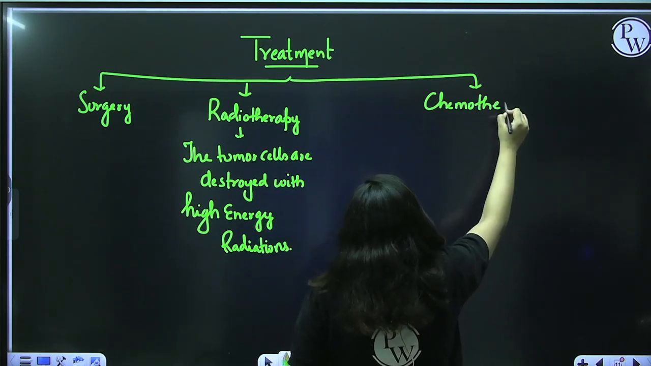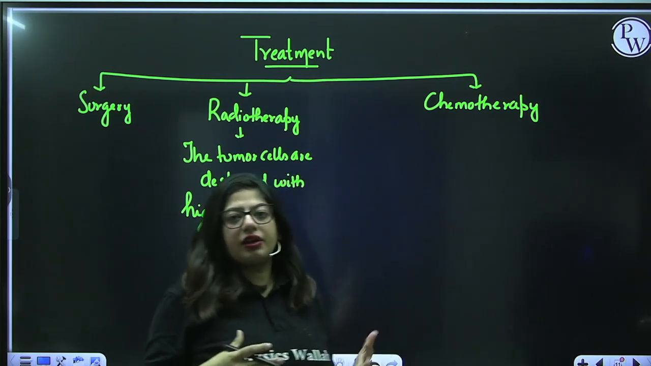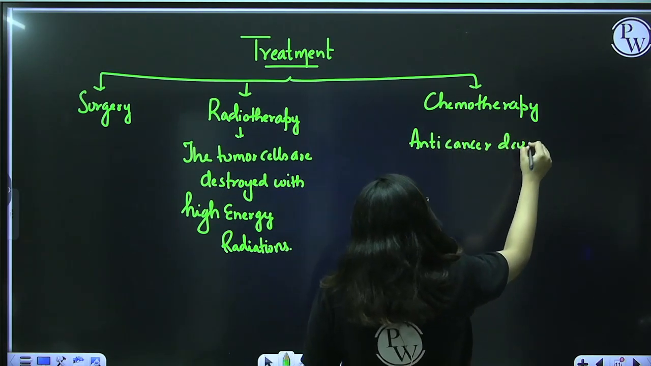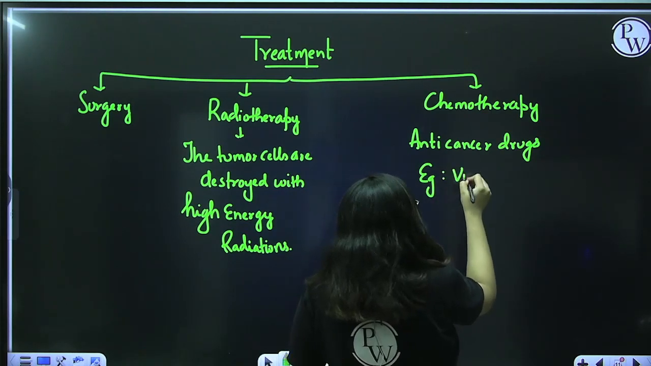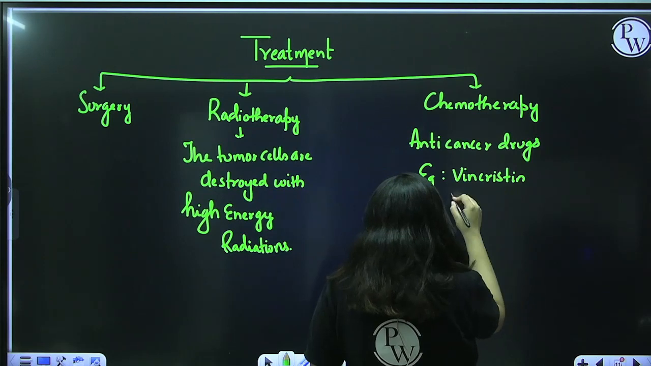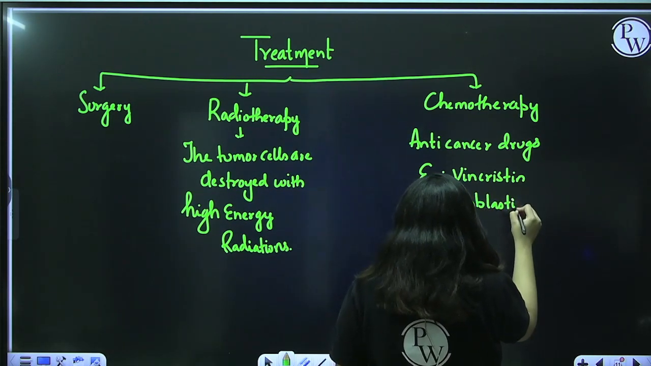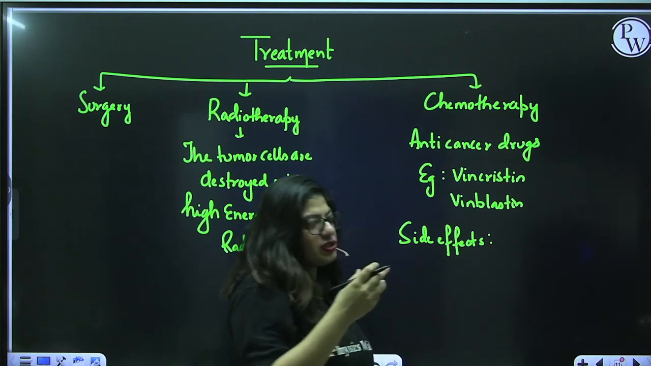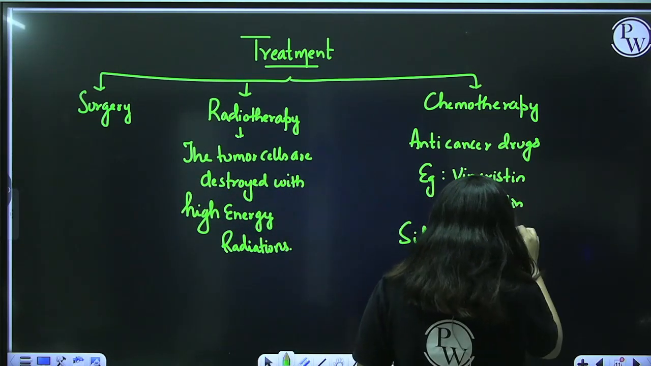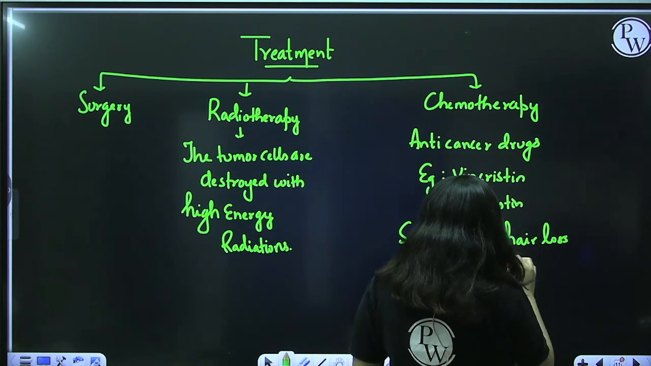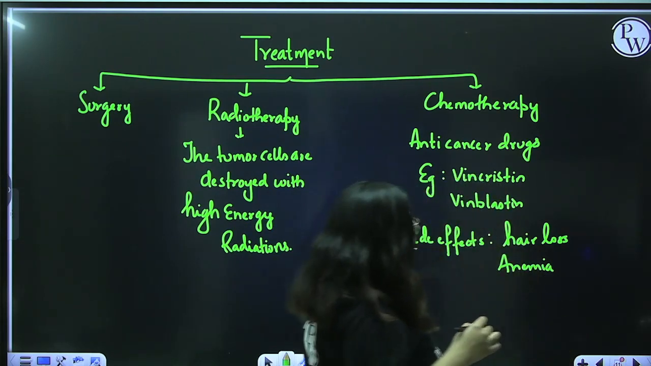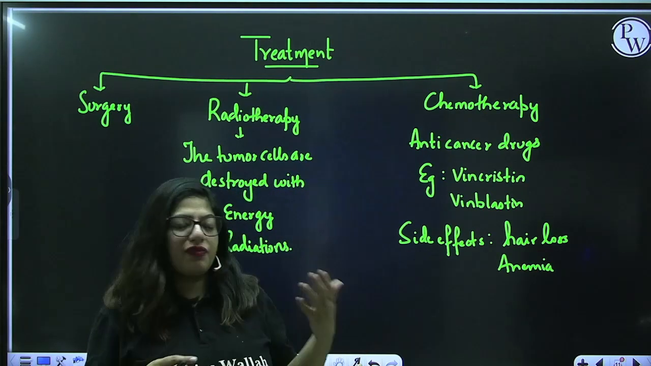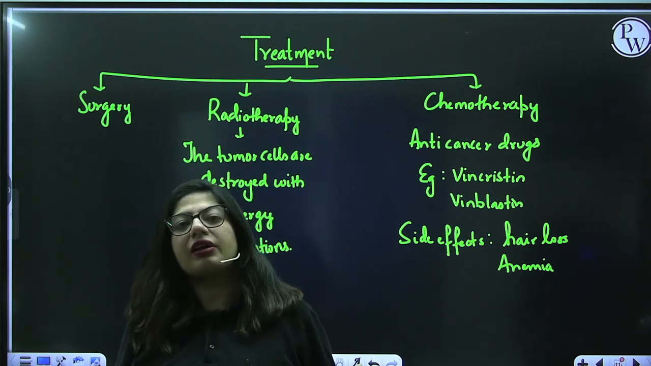Or we can also go for chemotherapy. Chemo means chemicals, so in chemotherapy anti-cancerous drugs are given, like vincristine and vinblastine. But these drugs have a lot of side effects as well. You must have seen people undergoing chemotherapy, especially some celebrities, who suffer hair loss, and along with that they also suffer from anemia, because these drugs target the highly active cells of your body. Hair cells and blood cells are highly active because they are formed after some days, so they also get targeted and destroyed.